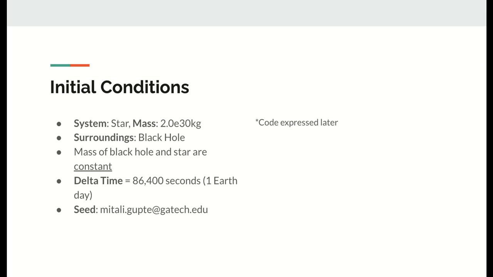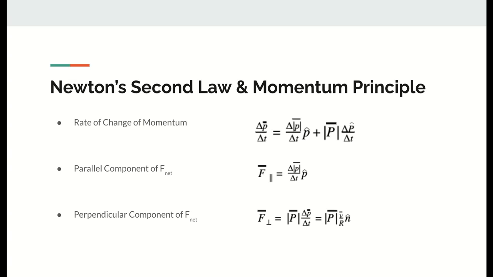Here are some initialization conditions for my model. I assigned the star as the system and the black hole as the surroundings, where the only force acting on the star is the gravitational force of the black hole. My timestep is 86,400 seconds, or 1 Earth day, and the mass of the star is 2 times 10 to the 30th kilograms. The fundamental principles I utilized in this lab were the momentum principle, Newton's second law of motion, and Newton's law of universal gravitation.